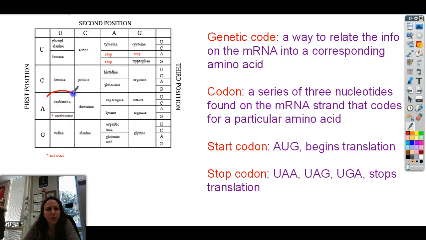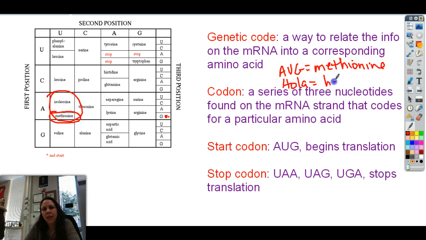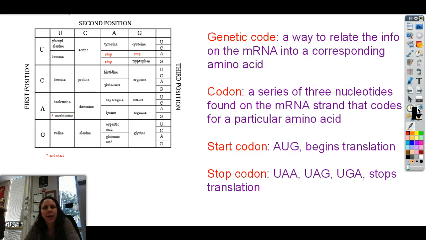Now I have the first and second one here. The third one we said was G, so G means it's going to be this one right here. What that means is that AUG means methionine, which is an amino acid. So just like hola means hello, AUG means methionine. The genetic code is kind of like my translating dictionary.